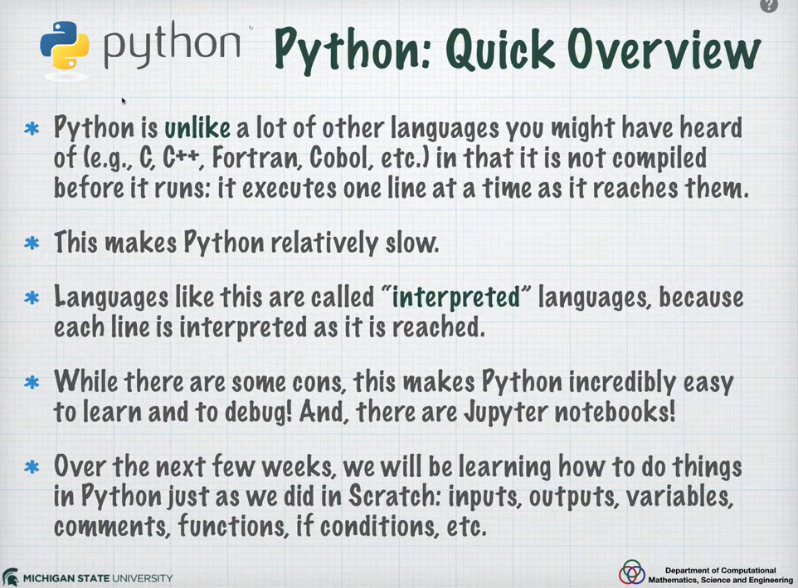So just a quick overview of Python, just a big picture. Python is unlike a lot of other languages you might have heard about, or maybe even some languages you know, like maybe you've heard of C, C++, Fortran, whatever languages that you've heard of in the past or know, in that it is not compiled. It's not a compiled language. What it does is it executes one line at a time as it reaches them. And that's really great for learning to code, because you can type a line, run it, see if it works. Type another line, run it, see if it works. It is extremely easy to debug and prototype in.